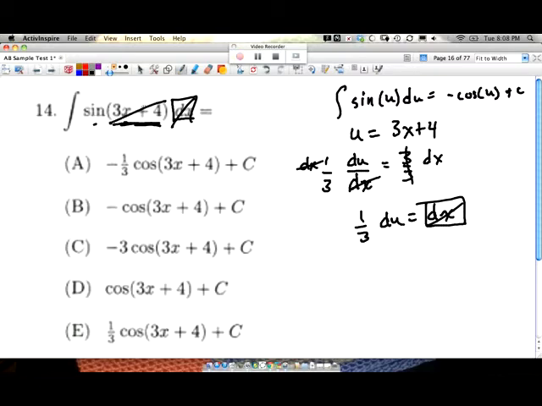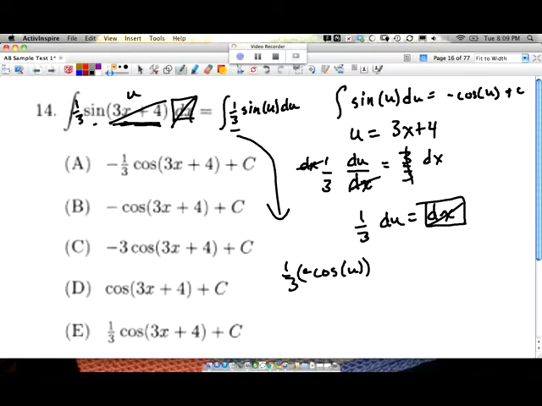Now I'm going to take this 3x plus 4 out and replace it with a u, and I need a 1/3. So we're going to have the integral of 1/3 sine u du. Sine u du is negative cosine u plus c, and the constant 1/3 is just a tag along, so it becomes 1/3 times negative cosine u plus c. Keep going. Negative 1/3 cosine of 3x plus 4, plus c, of course. Hey, that was the first one.